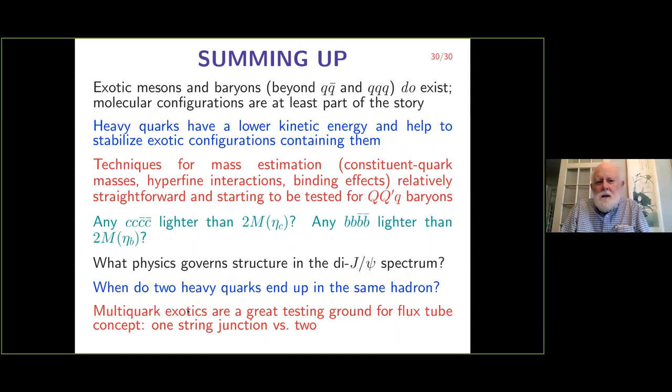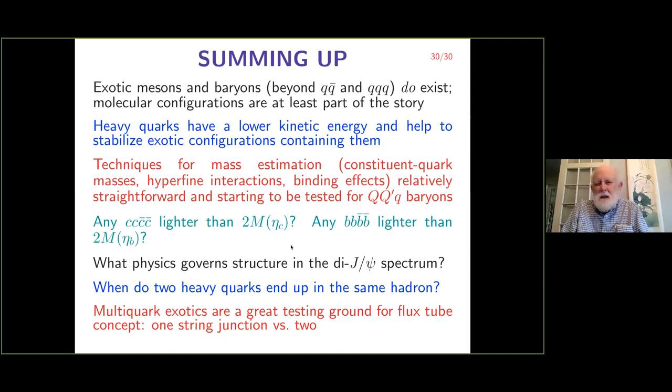Heavy quarks have a lower kinetic energy and they help to stabilize the exotic configurations containing them. And remember, this bet was made before even the charm quark was seen. So techniques for mass estimation, simple-minded techniques, seem to work pretty well, as proposed, for instance, by Roosh of Georgia and Bashaw. And the only additional ingredient is the extra binding energy associated with heavy quarks.